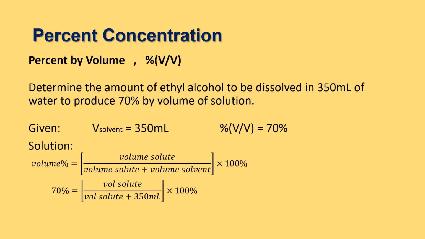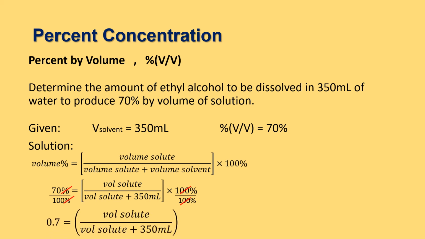In this solution to solve our problem, you must again solve this using your skill in algebra. So what we're going to do first is to divide both sides by 100%. So the percent sign will be cancelled and the 100% on the right side will also be cancelled, and we will be left with 0.7 equals the volume of solute all over the volume of solute plus 350 ml.